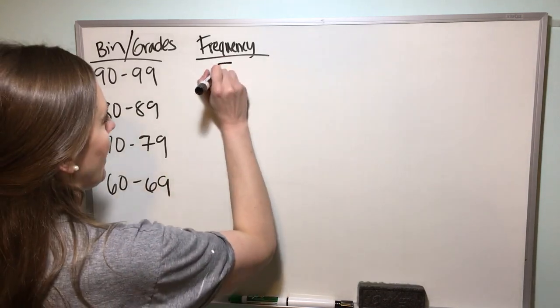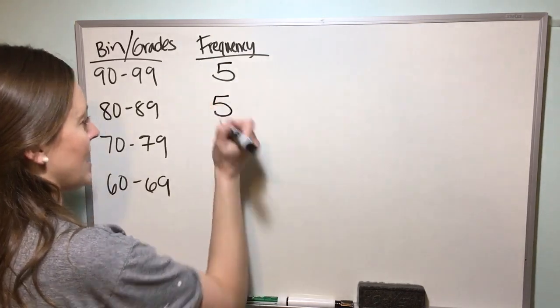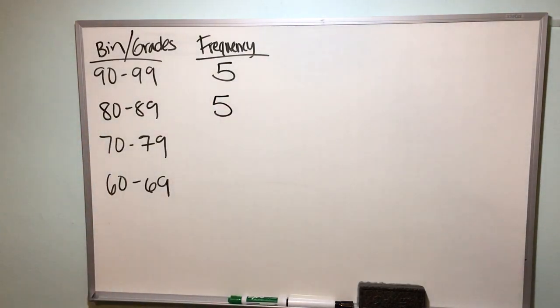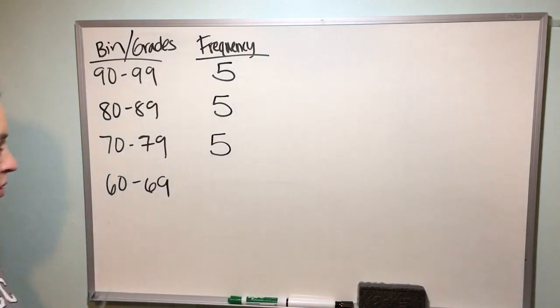Okay, there should be 5. Double check though, but there should be 5. How many 80s are there? Pause the video and count up the 80s. Okay, there should be 5 also. Go ahead and count up the 70s now. Okay, there should be 5 as well. This is kind of boring. And go ahead and count the 60s. Pause the video and count up the 60s.